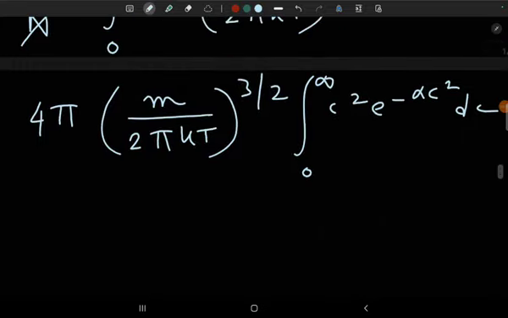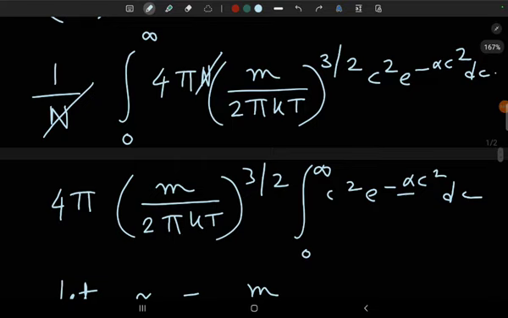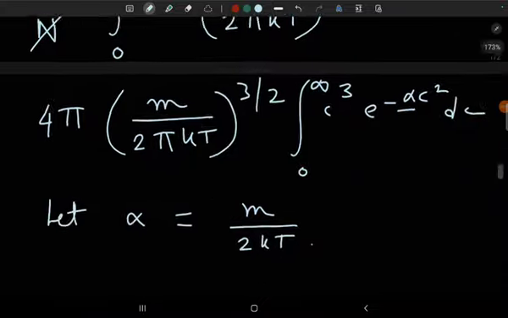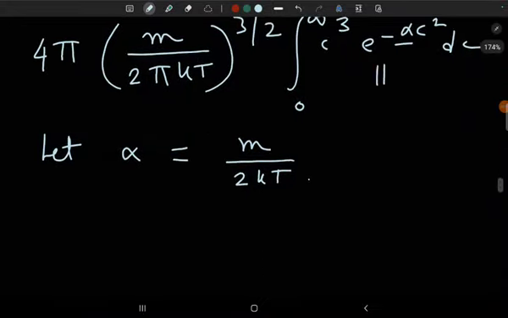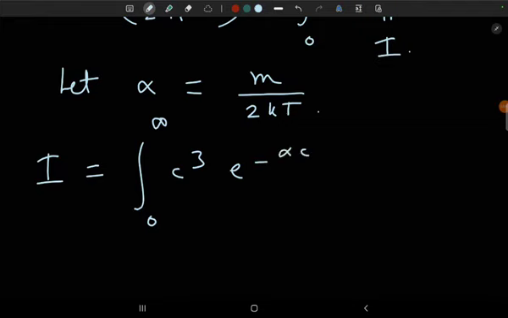Now this alpha is nothing but m by 2kT, which is known to us from the previous video. We had an extra c here, so this wasn't actually c squared, this is actually c cubed. Let's call this integral I. We have faced this integral in the past, and it is the integral that needs to be solved.